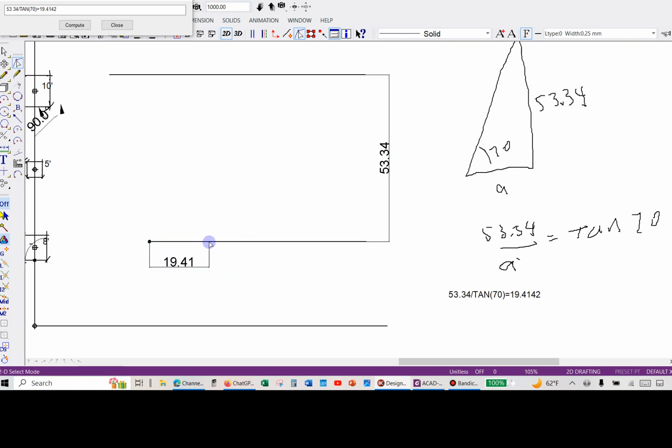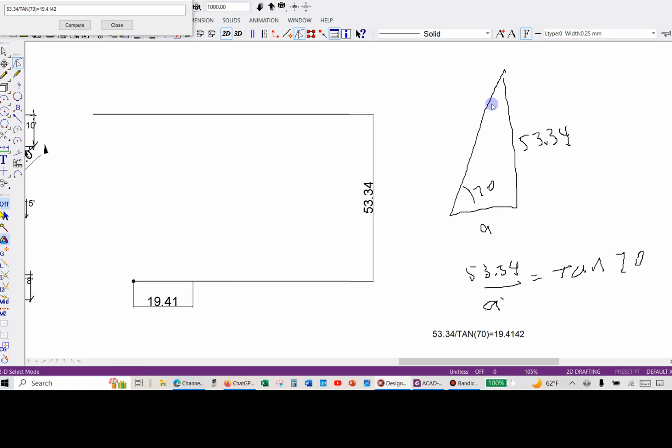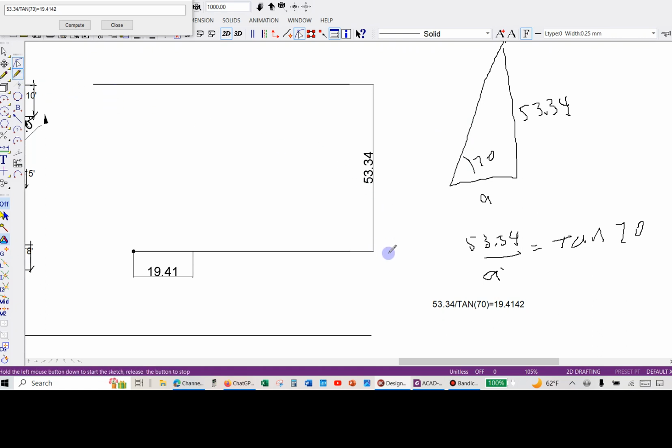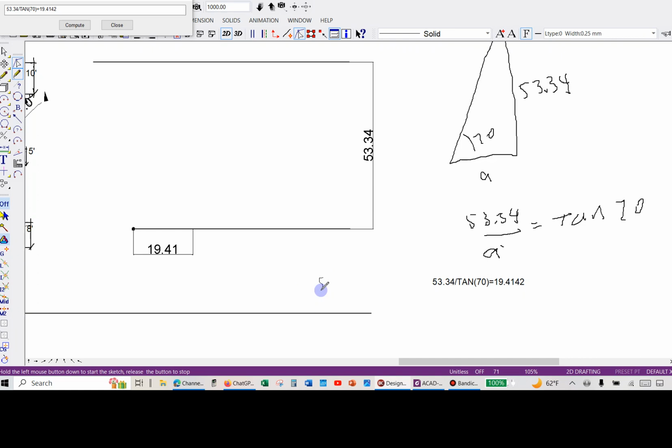All right, then we got to figure out what's the diagonal. Now that we have this leg and this leg, we could use the Pythagorean theorem to get that, but since we're using the trig, we can use the same number. So the opposite over the hypotenuse is the sine. So we'll go 53.34 over H equal to sine 70, right? So we'll do the same thing there.